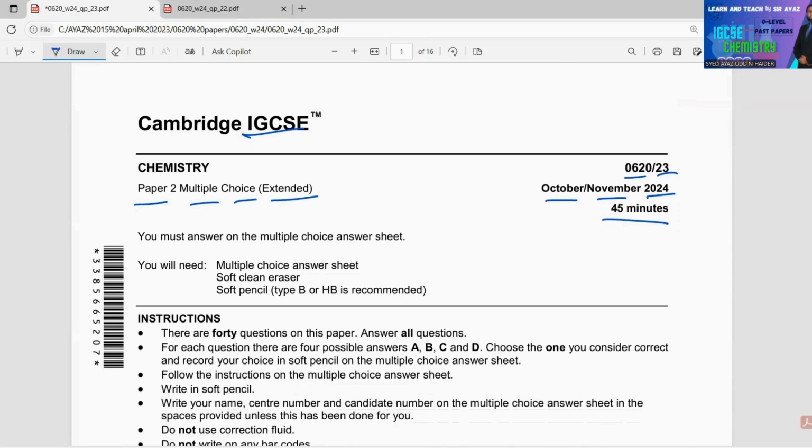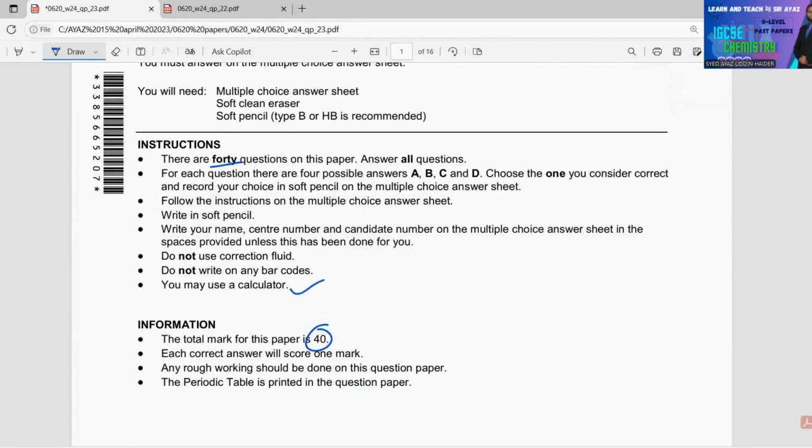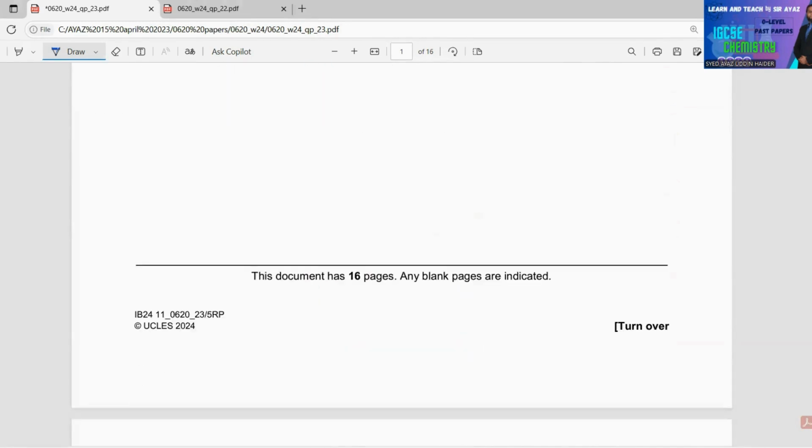There'll be 40 questions in the question paper, which means the total mark for this paper is 40. You can use calculator in this paper. Your table is printed in the paper. Any rough working should be done on this question paper. So let's start the paper.